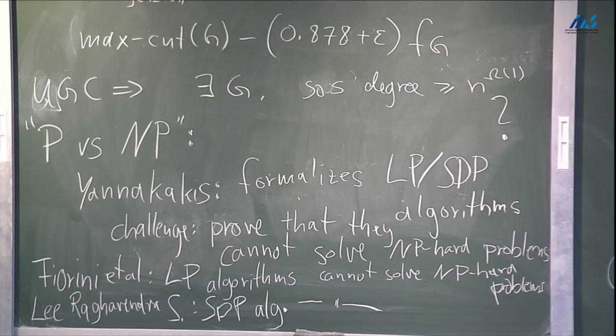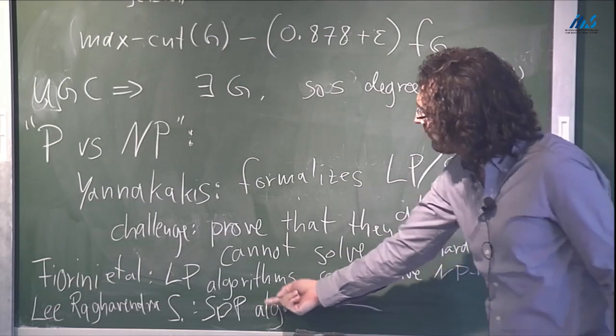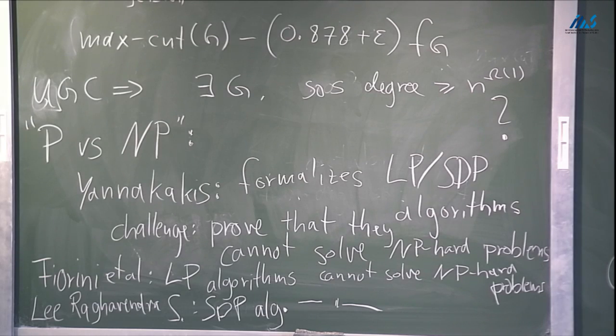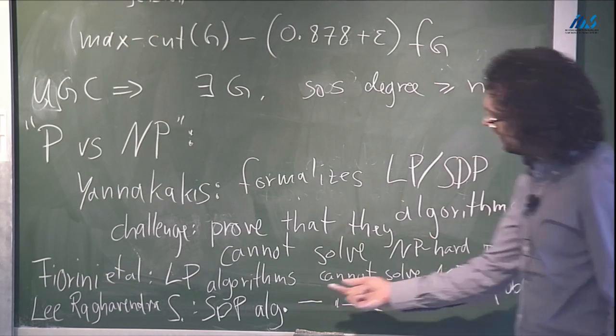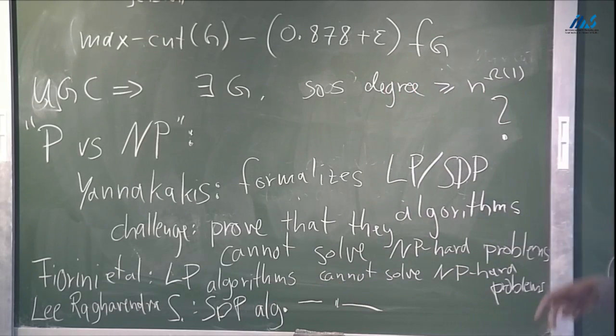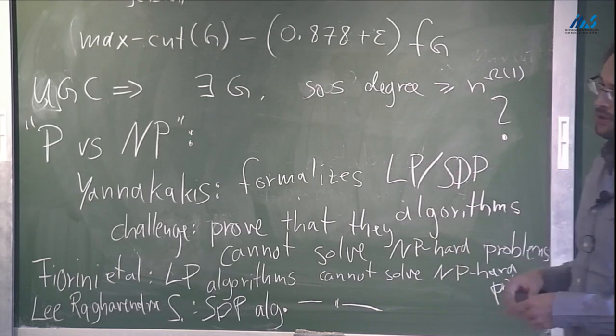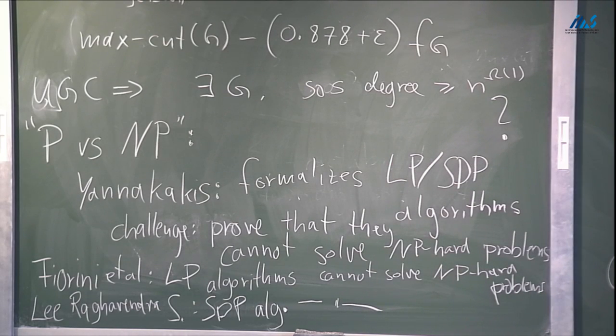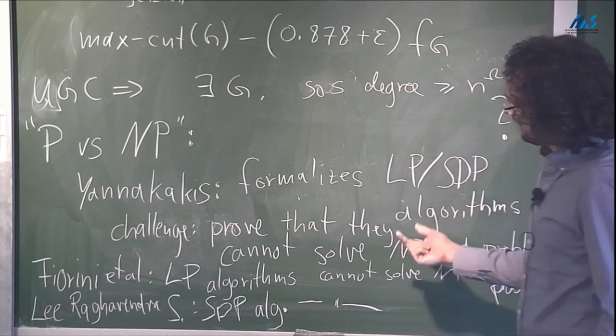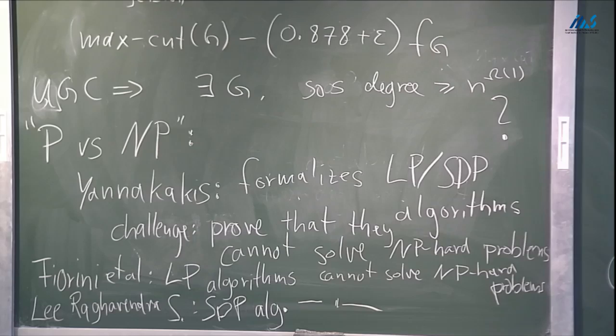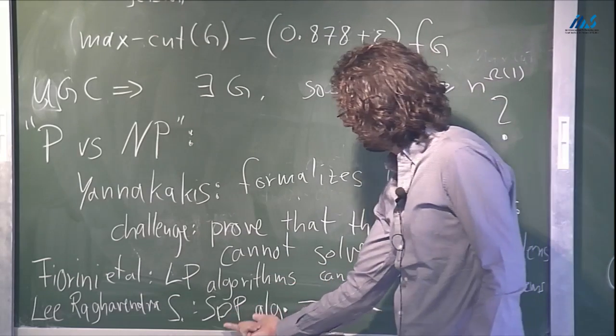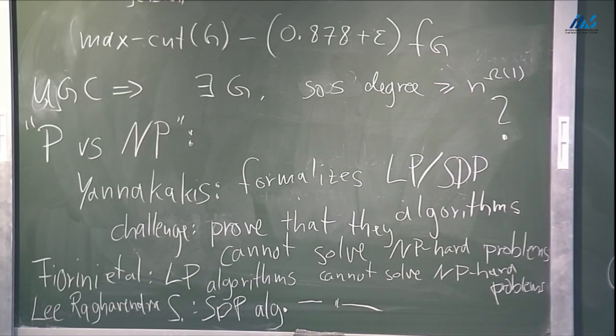And what's the connection to sum of squares here? Let me just say it. The way this proof works is that we prove that general SDP algorithms are, under certain restrictions, no more powerful than low-degree sum of squares certificates. So there's a sense in which these low-degree sum of squares certificates capture the full power of general SDP algorithms in the sense of Yannakakis.